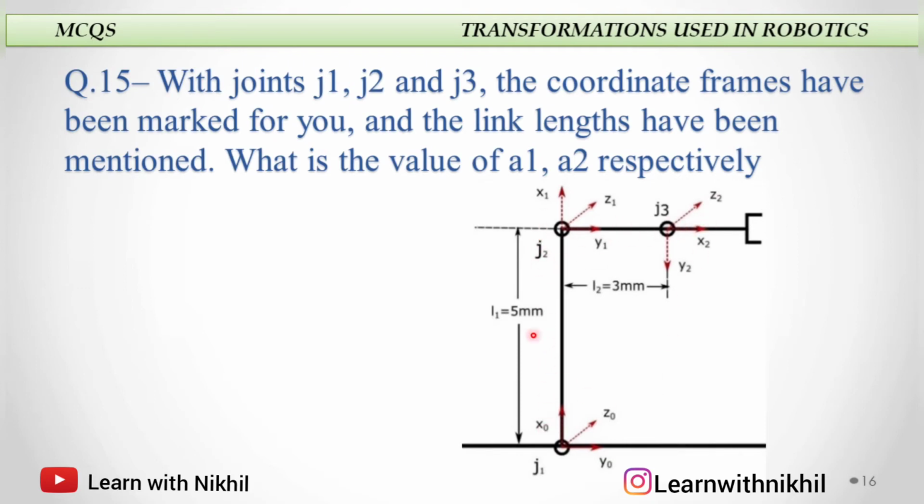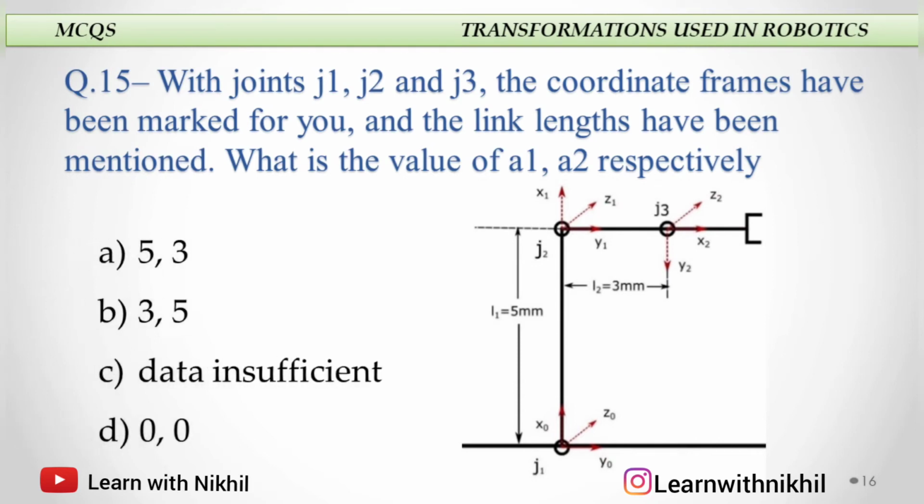Anything can be asked with respect to the diagram. You can be asked the alpha angles, the theta angles, the D, anything can be asked. So according to this diagram, what is the value of A1? A1 is nothing but the length of the link A1, that is 5, and A2 is nothing but the length of the link A2, that is 3. So 5 comma 3 will be the answer. You have 3 joints, 2 links, and this is the end effector. Answer is 5, 3.